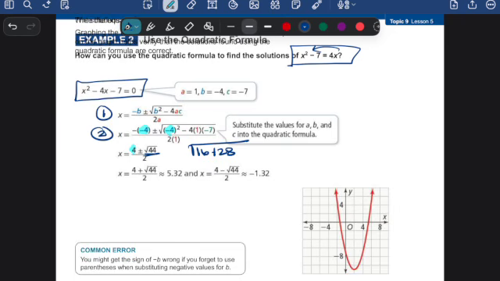So these are our values, or our solutions, our values of our x-intercepts. One at 5.32 and one at approximately -1.32.